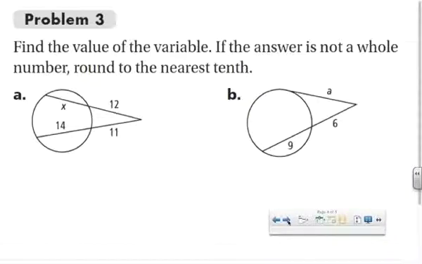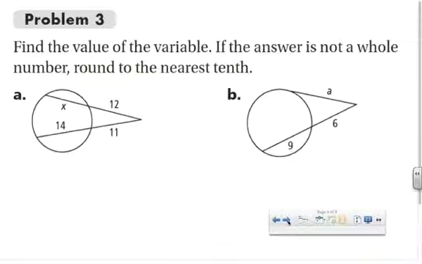So in problem 3, part A, I've got 3 different things that can happen here. Two chords, two secants, or a secant and a tangent. What am I looking at in part A? I'm looking at two secants. So that's external times whole equals external times whole.